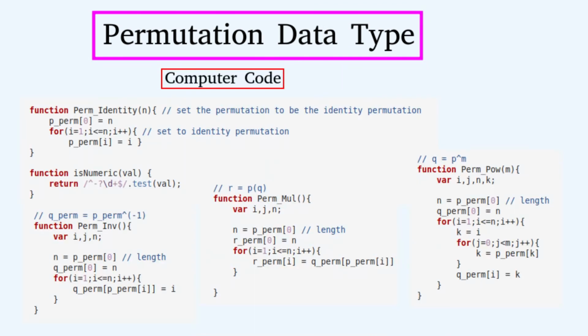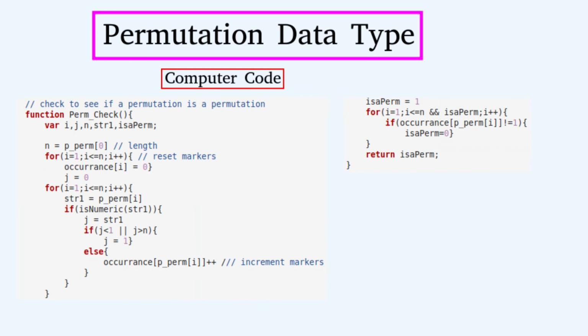So here's some of the computer code I wrote in JavaScript. I called the permutation pperm, and its length was stored in the 0 location of this array. They look very similar to the code that I described before in this video. These functions are short, but still complicated to look at. Here's the code I used to check if a list of numbers is a permutation.